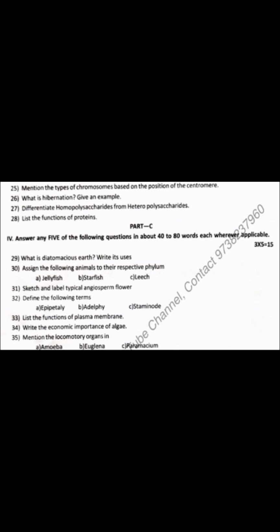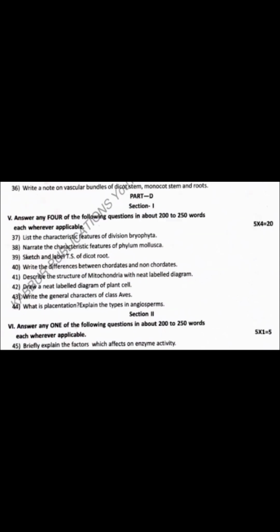Define the following terms: epipetalous, adelphous, staminode. List the functions of plasma membrane or cell membrane. Write the economic importance of algae. Mention the locomotory organs in amoeba, euglena and paramecium. Write a note on vascular bundles of dicot stem, monocot stem and roots. List the characteristic features of division Bryophyta. Narrate the characteristic features of phylum Mollusca.